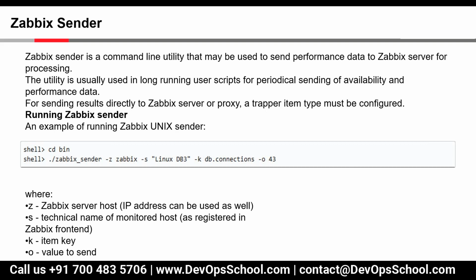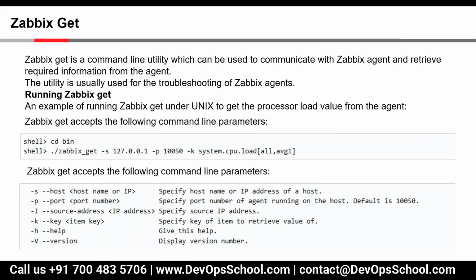Manually we can run this particular command, and we can mention a particular item key, and then we can send the data to it. So instead of the Zabbix server requesting the data, I can send it on my own, and in seconds I will be able to know whether the connectivity is established or not. We need to run this on the Zabbix agent.